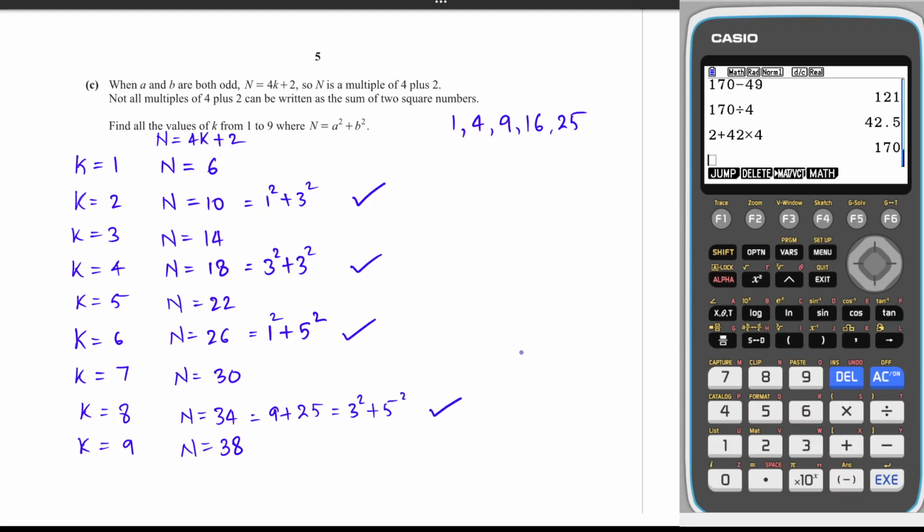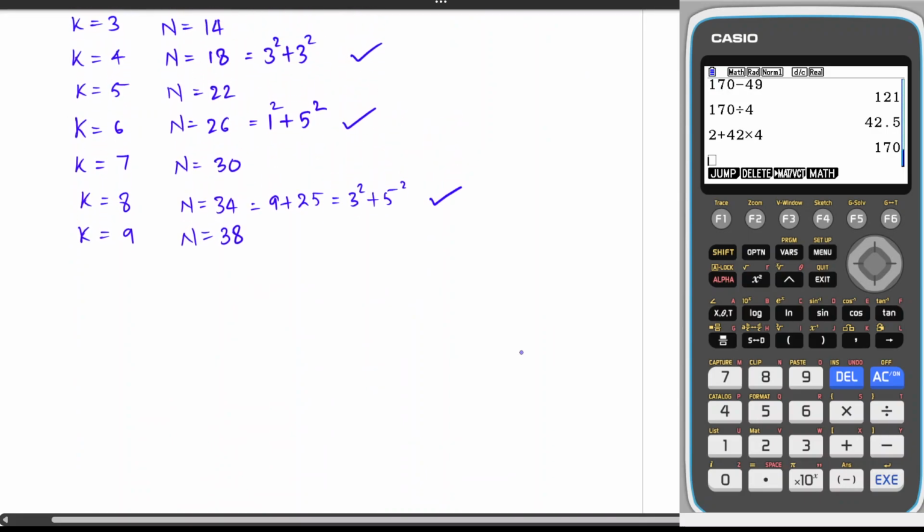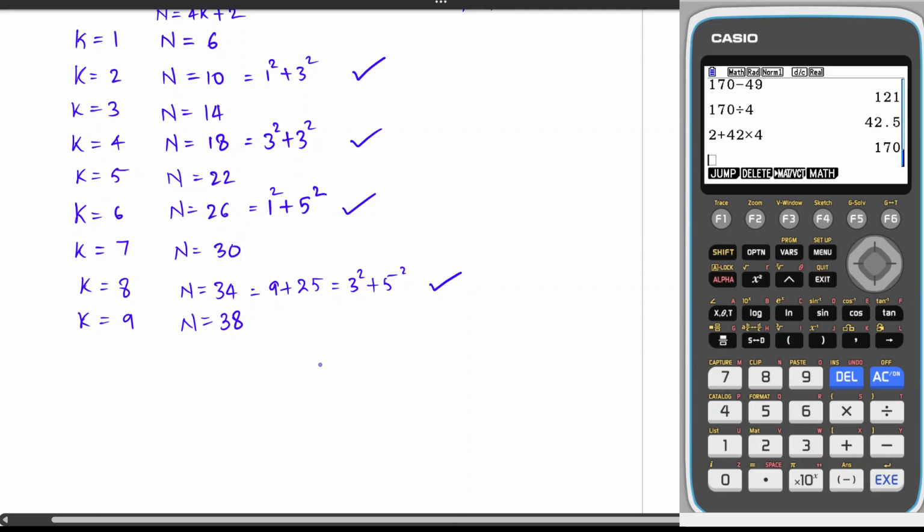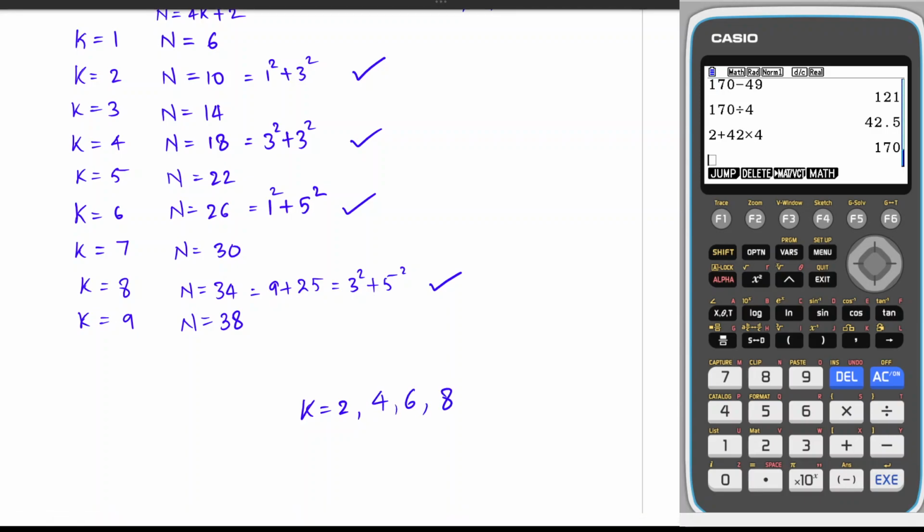So find all the values of k from 1 to 9. So the values of k are k is equal to 2, 4, 6, 8. In fact, all the even numbers.